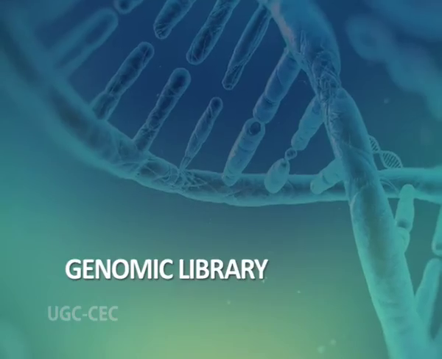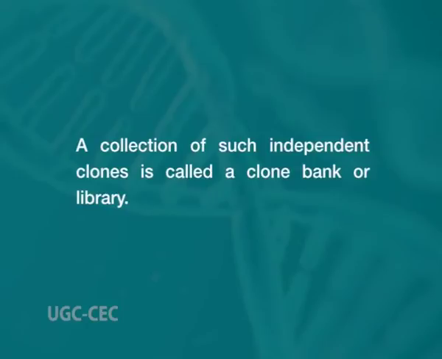Apart from a cDNA library that has a complete profile of genes that are expressed, a genomic library can also be generated by recombinant DNA technology. In a genomic library, cloning DNA gives rise to a collection of recombinant DNA molecules, often in plasmid or phage vectors, maintained in suitable hosts. A collection of such independent clones is called a clone bank or library.